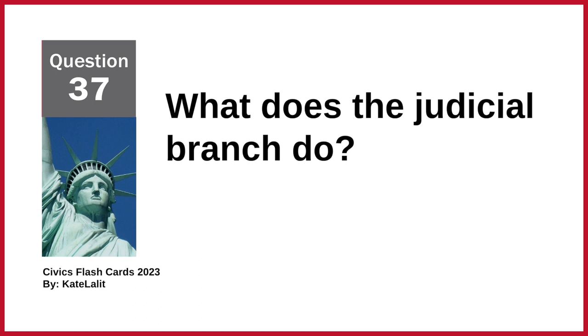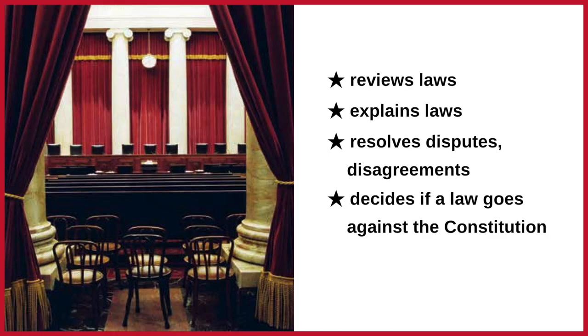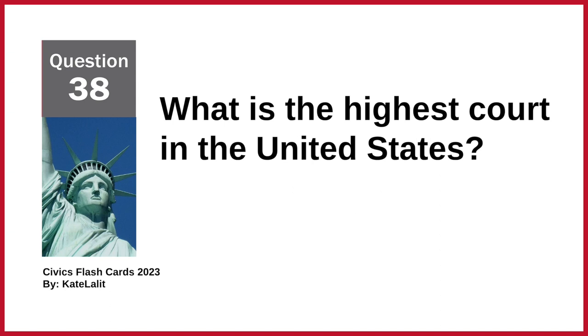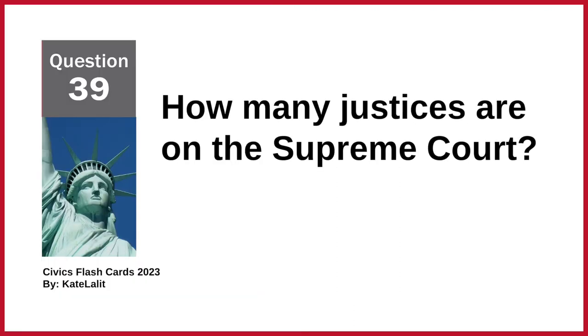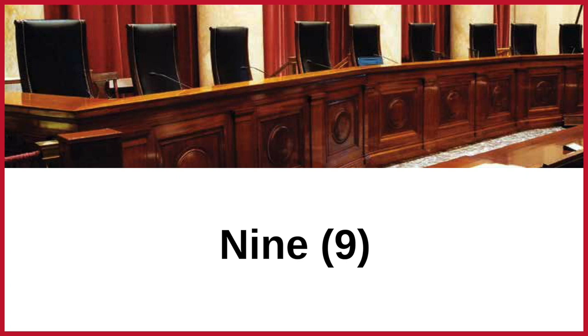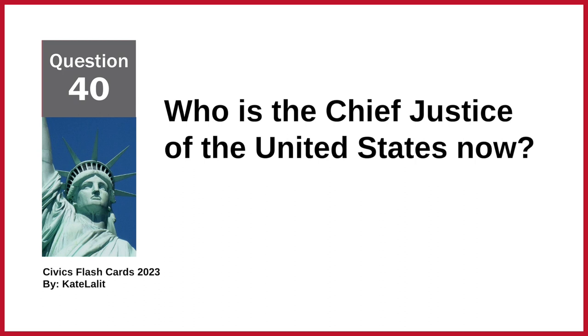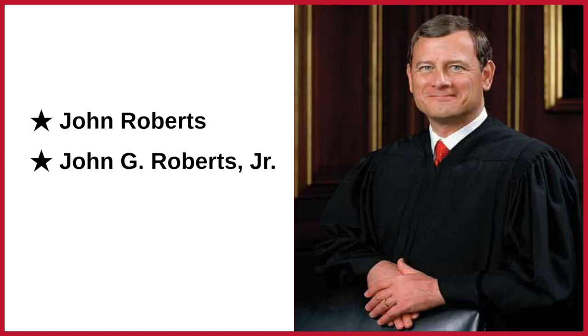What does the judicial branch do? Reviews laws. Explains laws. Resolves disputes, disagreements. Decides if a law goes against the Constitution. What is the highest court in the United States? The Supreme Court. How many justices are on the Supreme Court? 9. Who is the Chief Justice of the United States now? John Roberts. John G. Roberts, Jr.